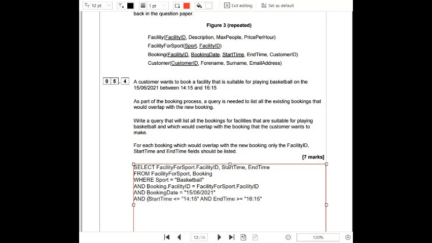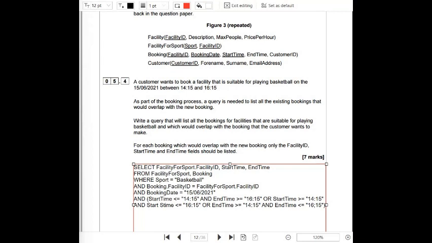And this is where we get into the start time. And then we can have or start time is greater than or equal to 14:15 and start time is less than or before 16:15. Or we could have end time is greater than or equal to 2:15 and end time less than or equal to 16:15. And that is our condition, all the conditions with the where clauses.